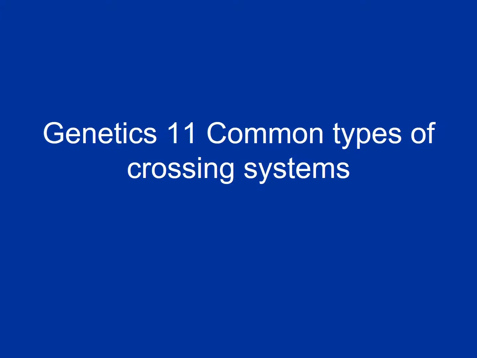Welcome to Genetics 11, Common Types of Crossing Systems. This will be the last video in the genetics section of Animal Science 1101, Introductory Animal Breeding. So previously we talked about rotational crossing systems. Now we have a few more to talk about in this presentation.